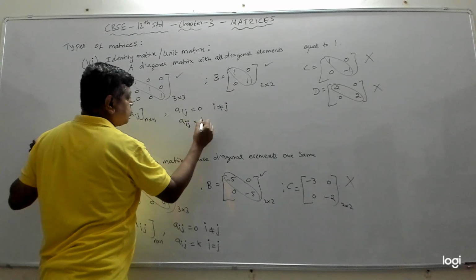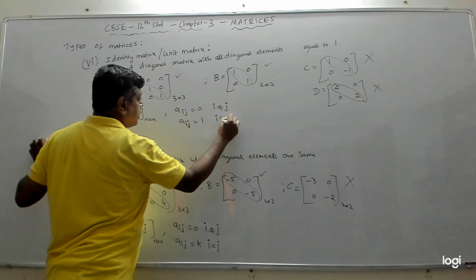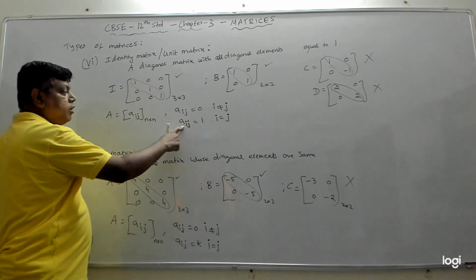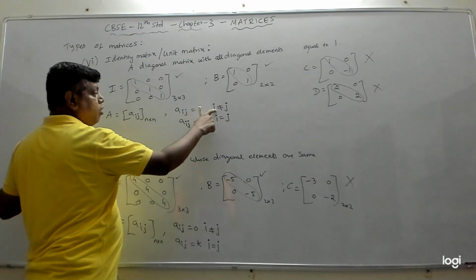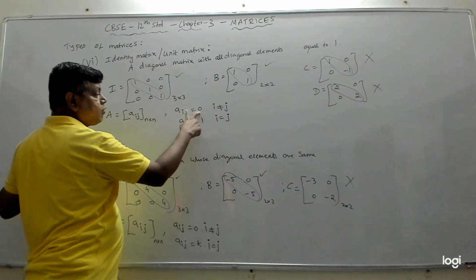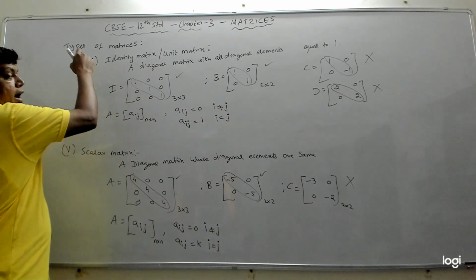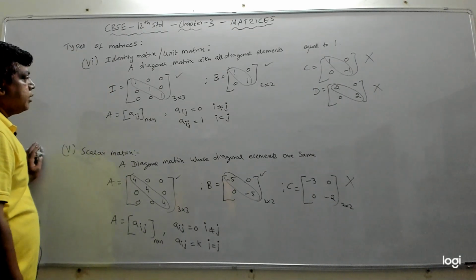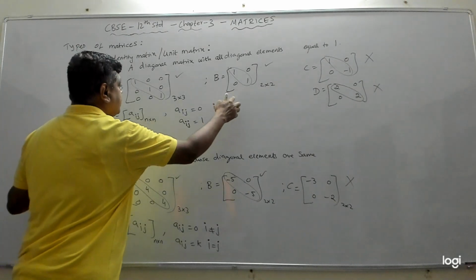Aij should be equal to 1 whenever I is equal to j. This is called a diagonal element. All the diagonal elements should be equal to 1, and non-diagonal elements, where I is not equal to j, have to be 0. Then we call that an identity matrix. So this is the definition. Mathematically we define it like this.